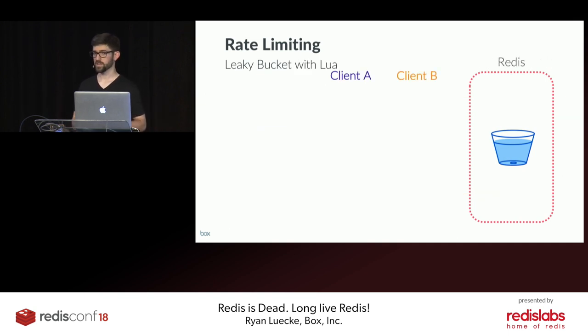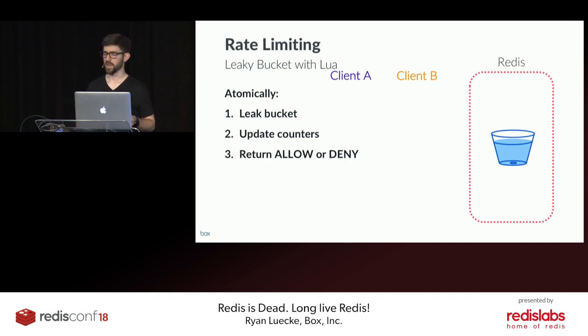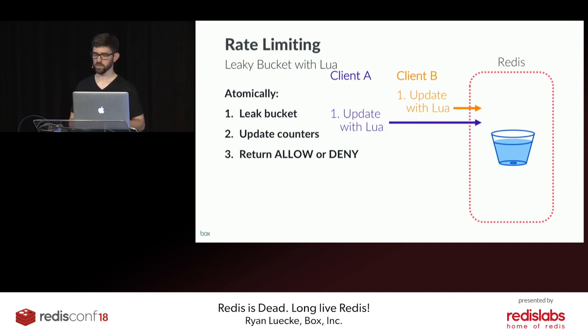Luckily, Redis has Lua, a Lua interpreter on the server side. So what we can do is we can atomically leak the bucket, update the counters, and then return allow and deny in a single request. And since Redis is single-threaded, and Lua also subscribes to this notion, we're never going to miss an update. So if we do our update with Lua, all of this happens on the server side atomically. We don't miss any updates, and our rate limiter is super accurate.